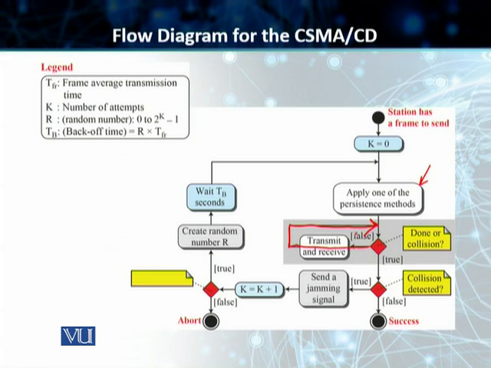The third difference with pure Aloha is the sending of a short jamming signal, as you can see. This jamming signal is to make sure that all the other stations become aware of the collision as well before retrying once the collision has happened.